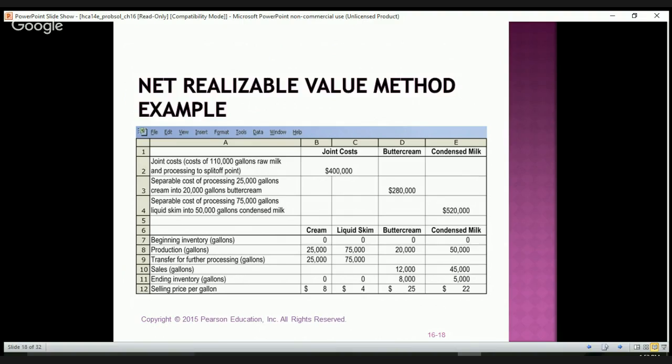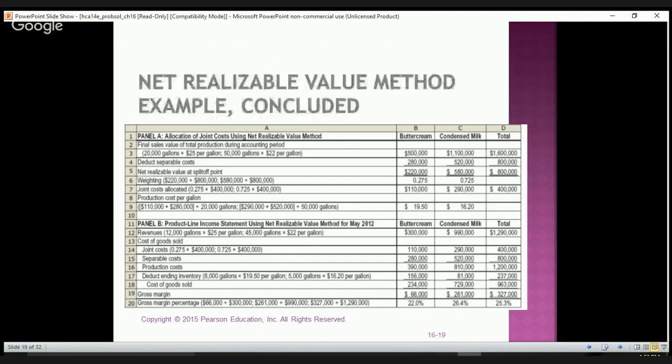The selling price per gallon for cream did not change. It's still $8. Liquid skim is $4, but if we make the cream into buttercream, we can have a selling price of $25 per gallon, which is an increase of $17 per gallon. And then the condensed milk, we have $22 per gallon, which is an increase of $18 per gallon.